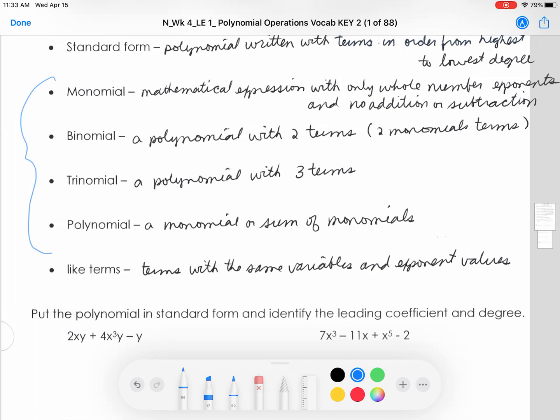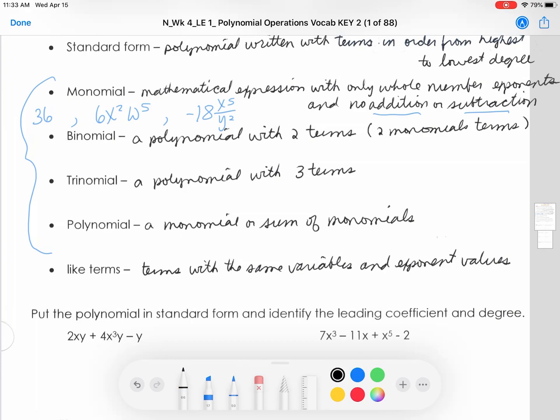A monomial is simply a mathematical expression with no addition and no subtraction. An example of a monomial could be the number 36, or it could be 6x squared w to the fifth, or it could be negative 18x to the fifth over y squared. Those are single terms, no addition or subtraction, and so they're considered monomials.